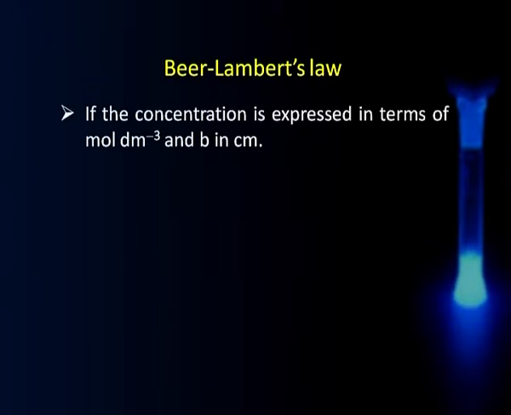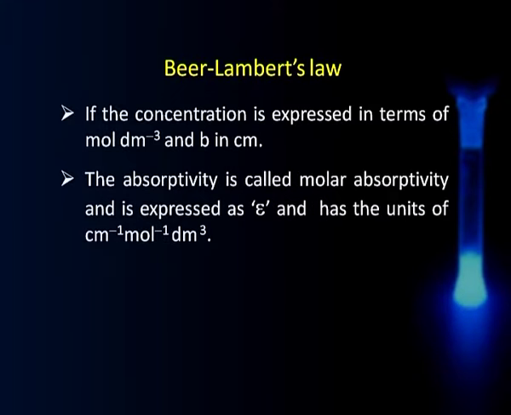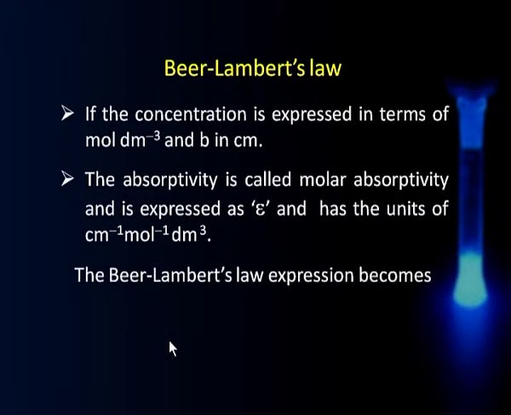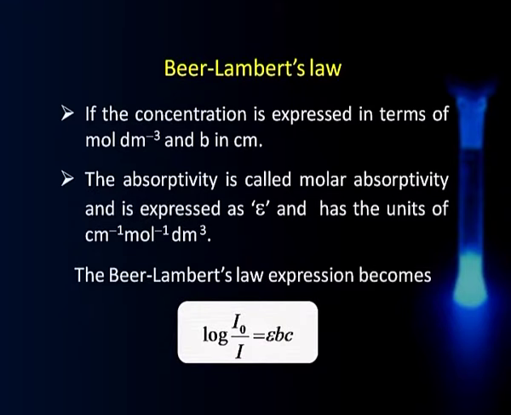Suppose instead of gram per decimeter cube, I take the concentration to be in terms of mole per decimeter cube, and B we continue to keep in centimeter. Then what happens? This absorptivity will now be called molar absorptivity, and it will be given by a symbol epsilon, and this epsilon, the molar absorptivity, will have the units of centimeter inverse, mole inverse, decimeter cube. So now the combined expression, the Beer-Lambert law expression, will become something like this: log I naught by I equal to epsilon BC. That is the expression which we will be using very often when you talk in terms of photochemistry.